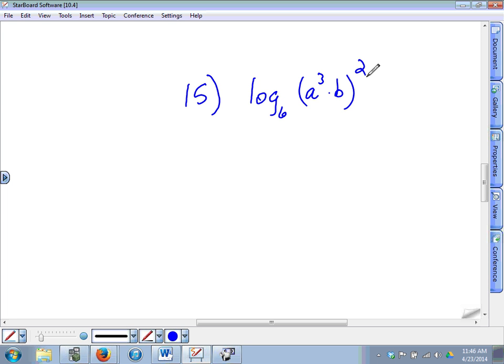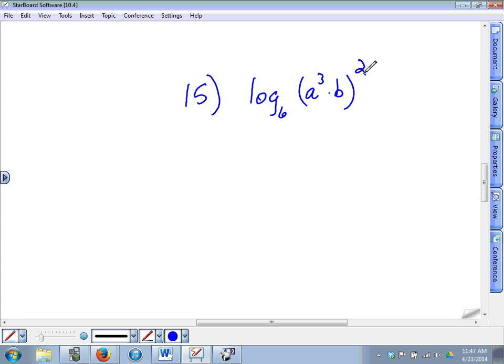What do you suggest? You always choose one of the three. Well, you can't just choose randomly, one of those three properties applies here. This is number 15 on your worksheet. Does it matter whether or not this exponent is inside or outside? It matters.